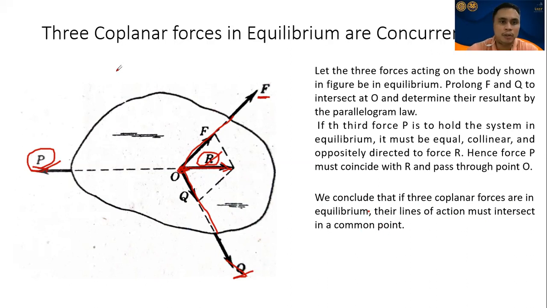Okay? So kani, class, coplanar forces ni siya, kaning Q, F ug P. So kung equilibrium bali ang tulo ka coplanar forces, class, they must intersect at a certain point. So pag intersect nila at a certain point, kaning point O, these forces will be concurrent. Kay naa naman sila sa common point. So these forces are concurrent.